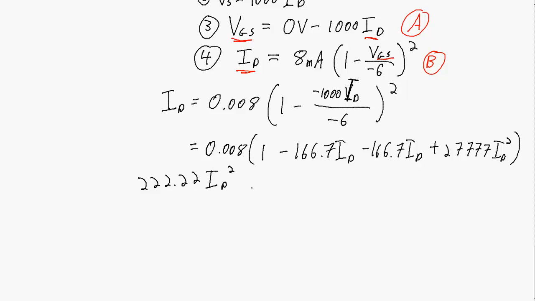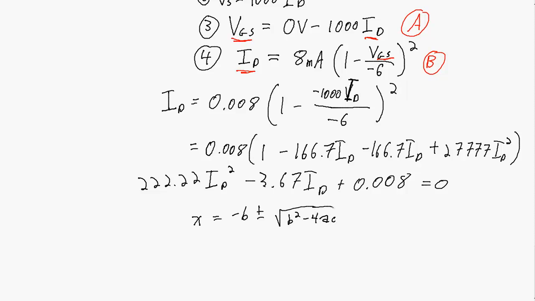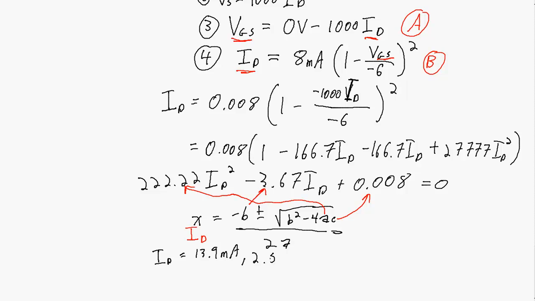And we put this in a form that we can solve, and we get 222.22 ID squared minus 3.67 ID plus 0.008 is equal to 0. Now this is in a form where we can use the quadratic equation to solve. And if you remember, the quadratic equation is x equals minus b plus or minus the square root of b squared minus 4ac all over 2a, where in this case, b is this number here, a is this number here, and c is this number here, and x, well, that's ID. And now we have to solve for that, and because the quadratic equation gives you two answers, we get ID is equal to 13.9 milliamps and 2.58 milliamps.